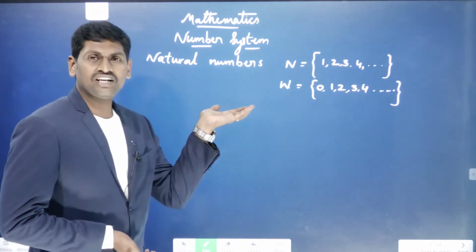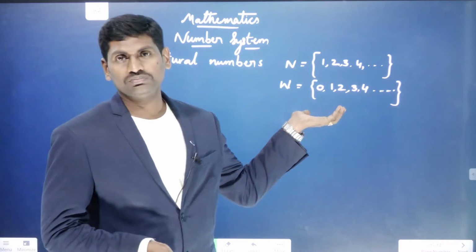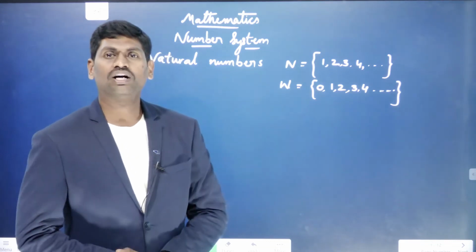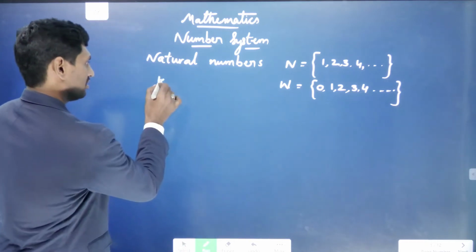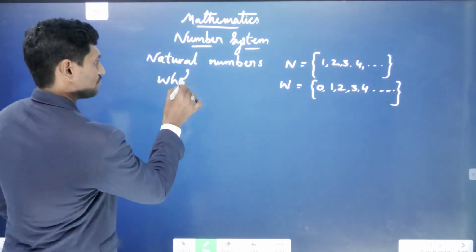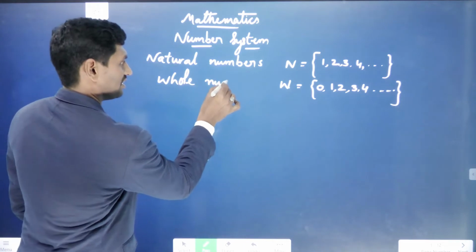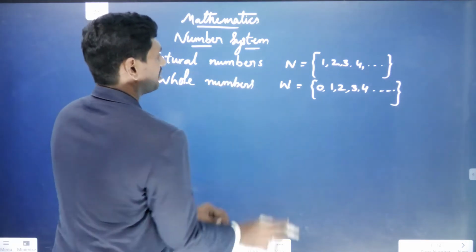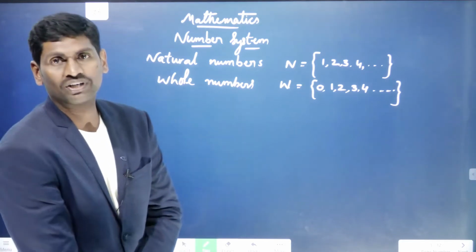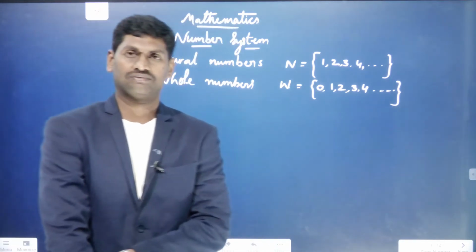Next, natural numbers including 0 are called whole numbers. So what is the smallest whole number? 0. The smallest whole number is 0 and the largest whole number is not defined.